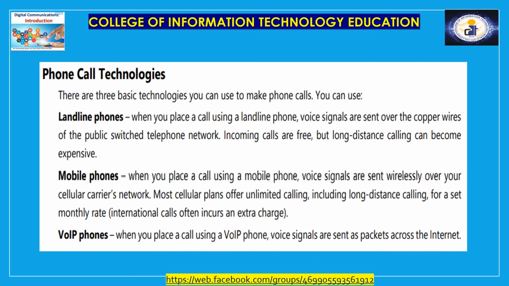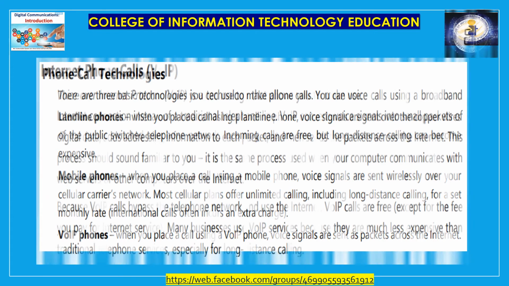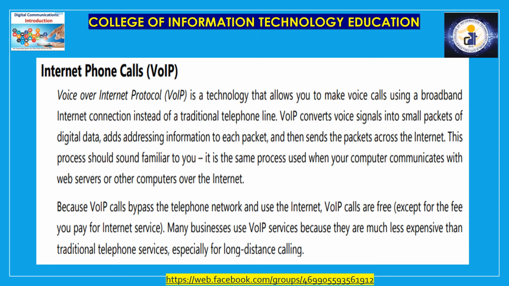Phone call technologies. There are three basic technologies you can use to make phone calls. You can use landlines, mobile phones, and VoIP phones. Internet phone calls, or VoIP, is a technology that allows you to make voice calls using a broadband internet connection instead of a traditional telephone line. VoIP converts voice signals into small packets of digital data, adds addressing information to each packet, and sends the packets across the internet. This process should sound familiar to you. It is the same process used when your computer communicates with web servers or other computers over the internet.